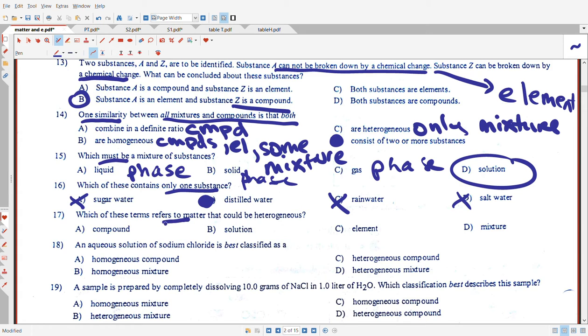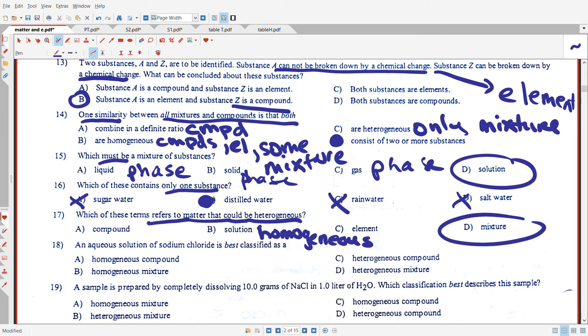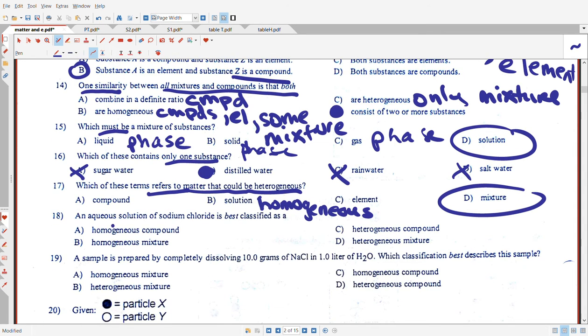Which of these terms refers to matter that could be heterogeneous? That has to be a mixture. And solutions are uniform throughout, so we're going to say solutions are homogeneous. That you should know. So here we go. We have a solution, so I'm going to pick homogeneous. And we know solutions are physically combined. You're just taking, for instance, here, salt. You're dissolving it in water. So it's a mixture. You're not chemically combining it.